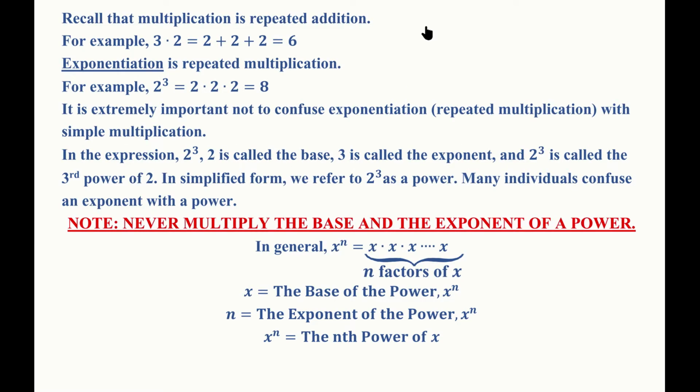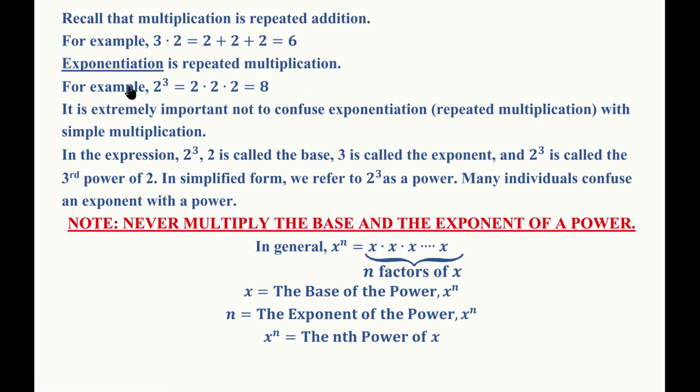Now if you recall, multiplication is nothing but repeated addition. For example, when we write 3 times 2, that just means 2 added in this manner 3 times to give us 6. Now, exponentiation in turn is repeated multiplication. So it's the next level up as far as operational priority goes.